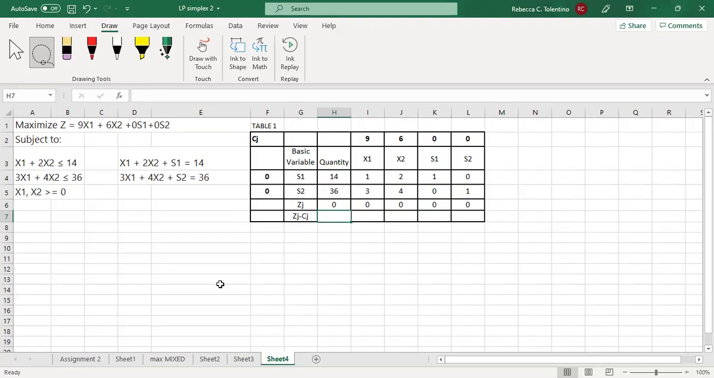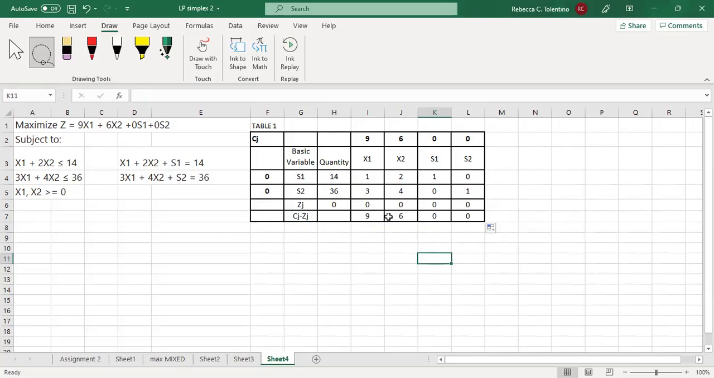Then for the last row, sabi naman C sub j. For maximization, baliktad. It's going to be C sub j minus Z sub j. Pag minimization, mauuna yung Z. So that's 9 minus 0, equals 9 minus C sub j. Then copy lang natin onto the next row. So this completes our table 1.